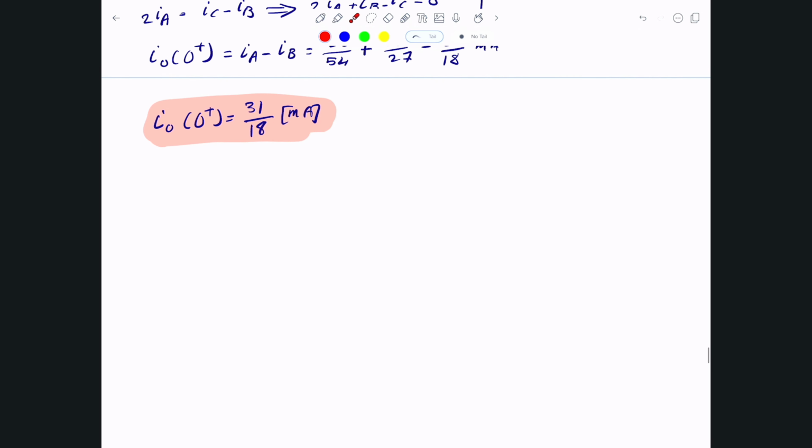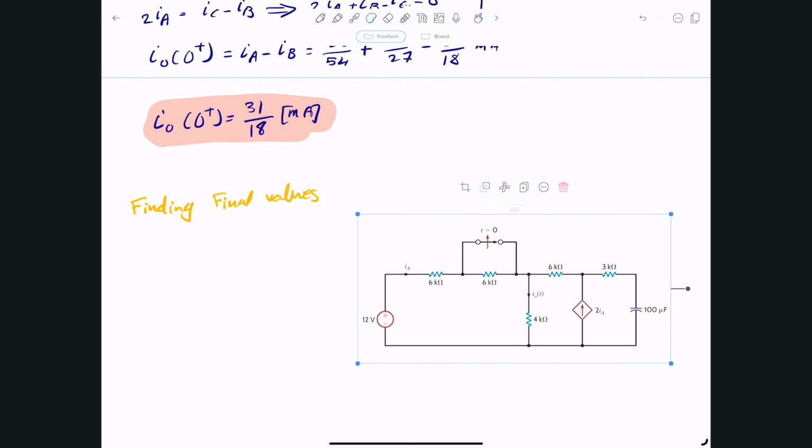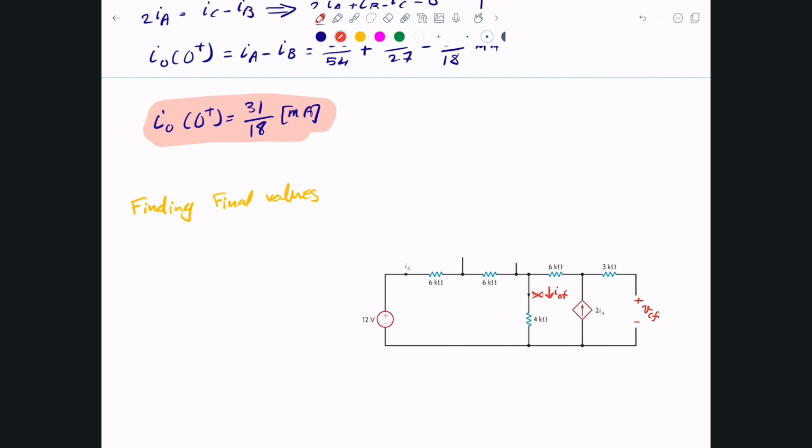And now we move into finding the final values. So we need to find the final values. Okay. So let me just redraw the circuit in here. This is the circuit that we have, and what we have is the following. The switch has been opened, so now the 6 kilo ohm is part of the circuit, and if we wait for a very long time, this also will be open circuit. So this becomes plus minus VC final, and this one here will be simply I naught final. That's what we're after. So we're after these two values in here.